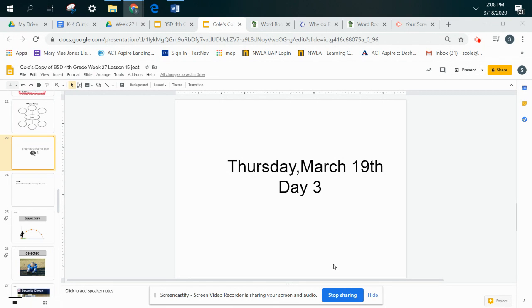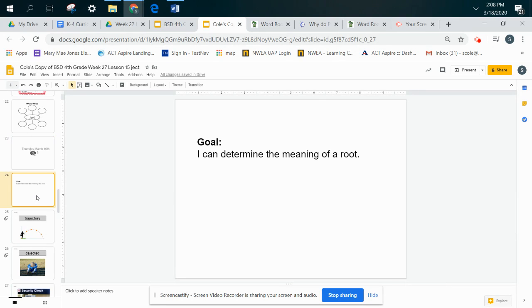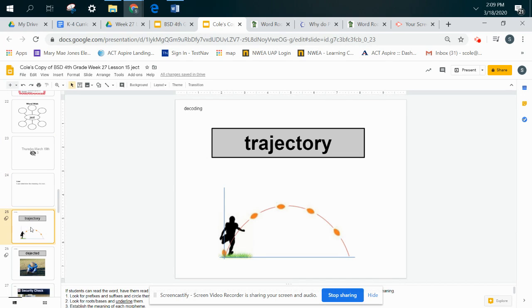If you would get a piece of paper and a pencil, you might want to write down words or your thoughts as we go. Our goal is to determine the meaning of a root. Our first word is trajectory. Look for prefixes and suffixes and underline the root. By doing this, we're going to find the meaning.